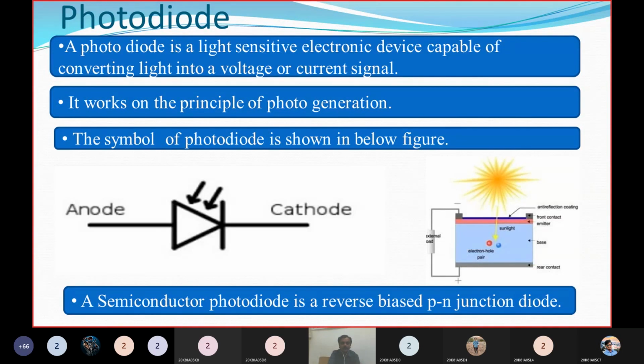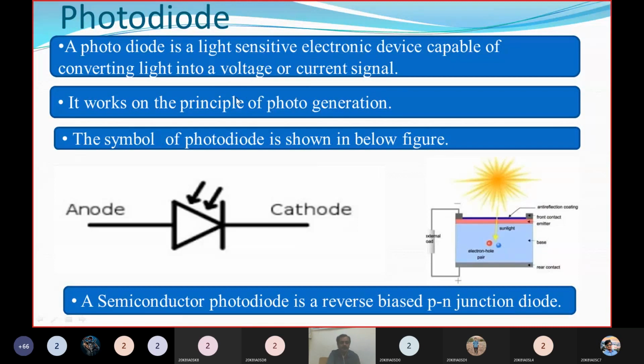First of all, a photodiode is a light-sensitive electronic device capable of converting light into a voltage or current. That means the photodiode converts optical energy into electrical energy, in the form of voltage or current. When light is incident on this diode, that light is absorbed by the diode, and the absorbed light is converted into electrical energy, in the form of voltage or current.